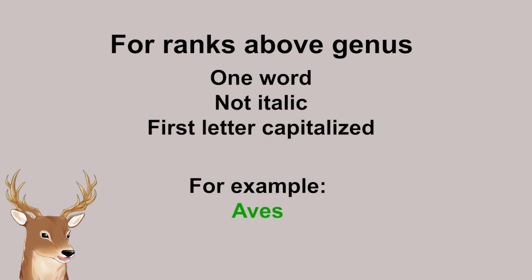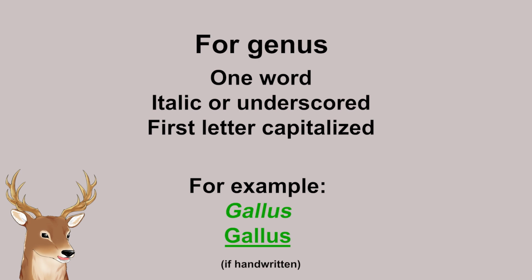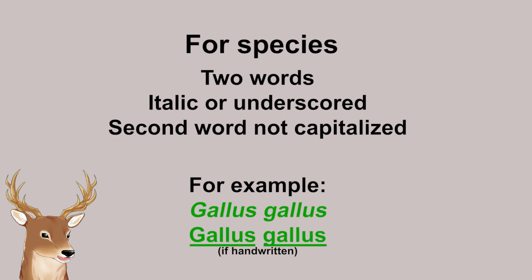For the rank above genus, the name consists of one word, written normally, with the first letter capitalized. For genus rank, the name consists of one word, written in italics, or underscored if handwritten, with the first letter capitalized. For species, two words are used. Both are in italics. The second word is not capitalized.